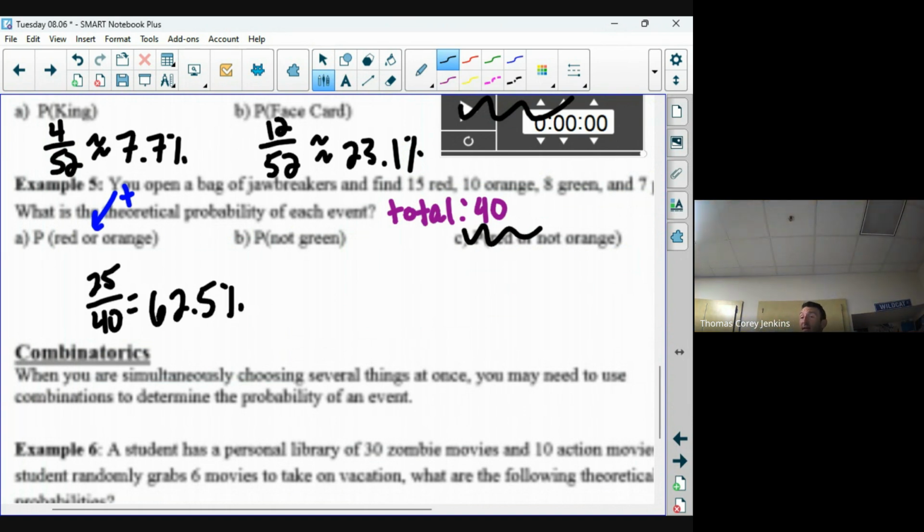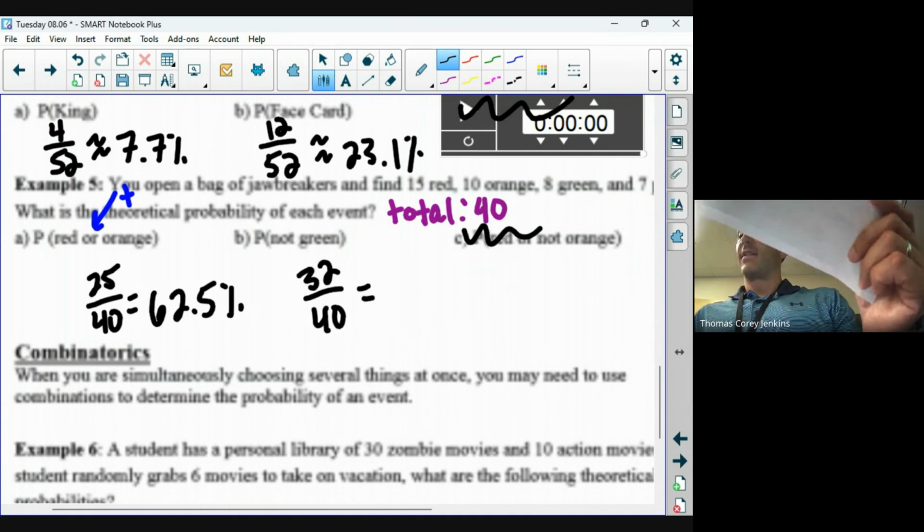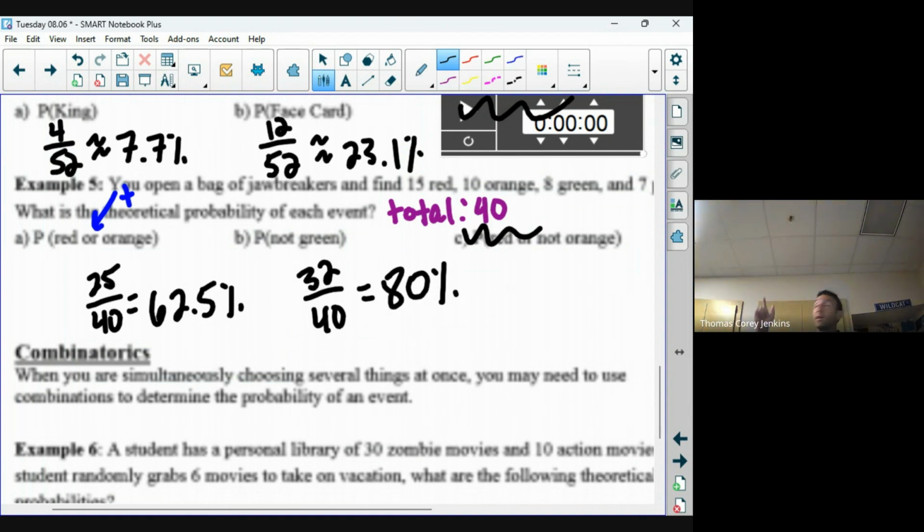Probability of not green, so you could add up all those that are not green, or you could just take 8 greens away from the total. So 40 minus 8 would be 32. So 32 out of 40, 80%. Very good. So that's 0.8, which equates to 80%. Is everybody with me? Anybody have any questions? All right, so that's the main thing.